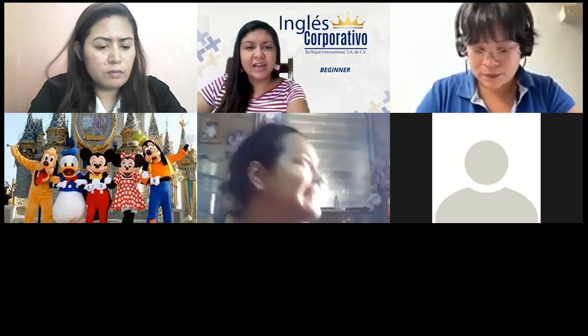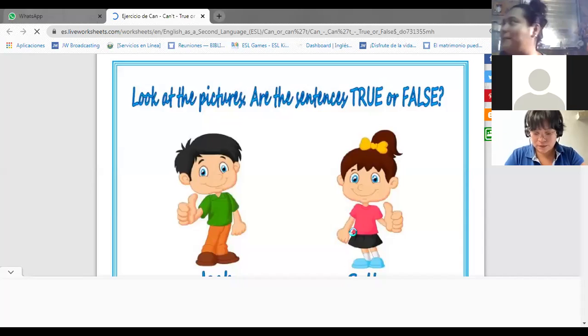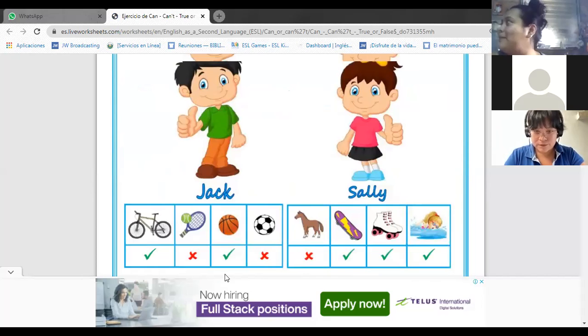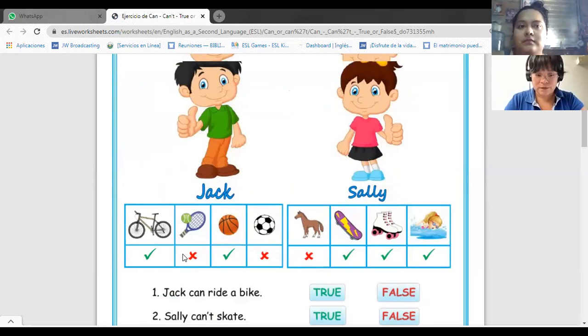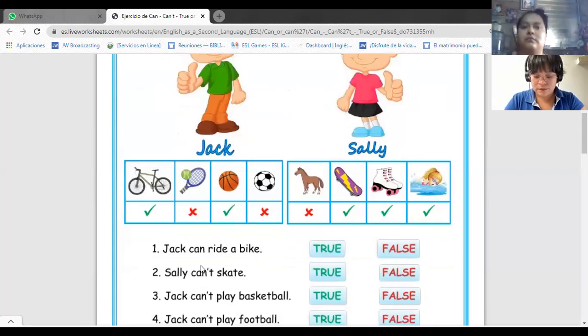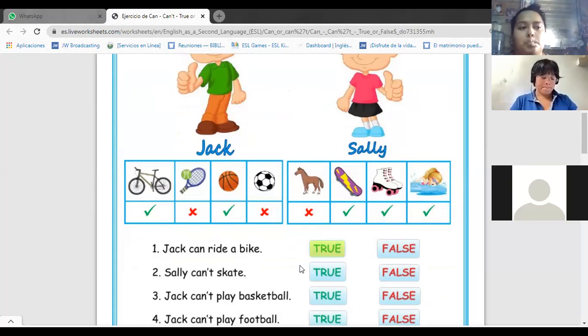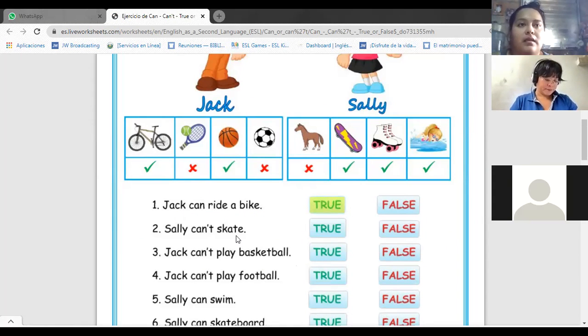Okay, in the exercise online that I sent, you have to look at the pictures. There are two kids, Jack and Sally. The check means that they can do it, but the cross means that he or she can't do it, right? For example, Jack can ride a bike, true or false? True. That is true. Sally can't skate. It's false because she can't.